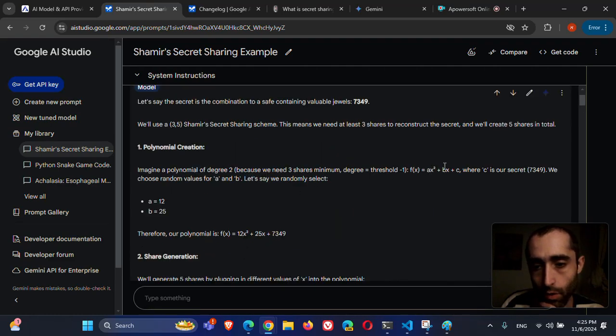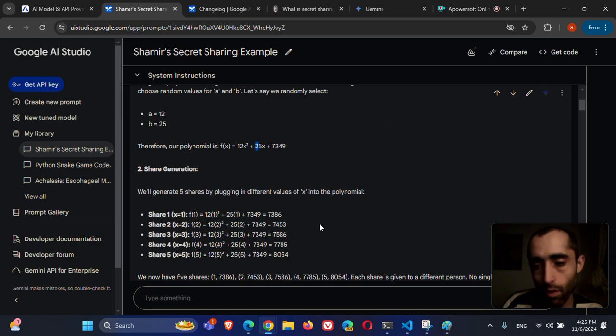So this is the polynomial of degree 2 in that example. The secret will be in the value c, and we will choose a and b randomly. This is a random choice for a and b. So the polynomial will be this one. This is the secret, and those are a and b, which are just randomly chosen.